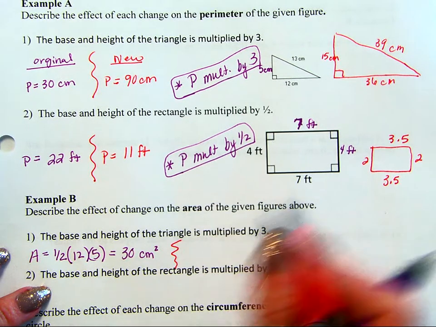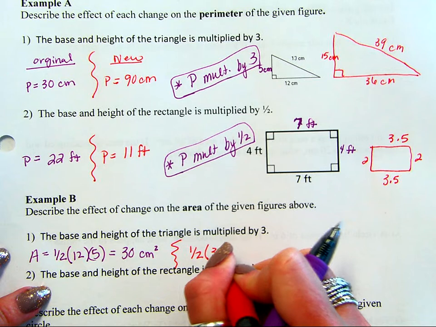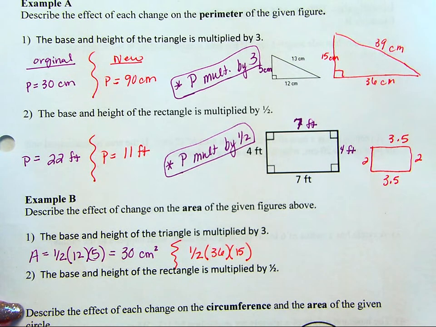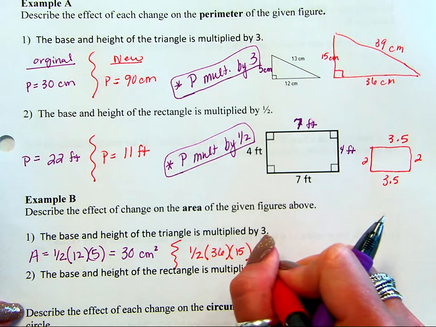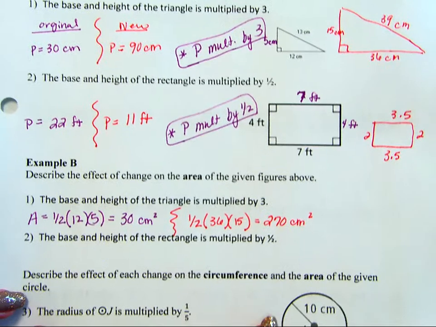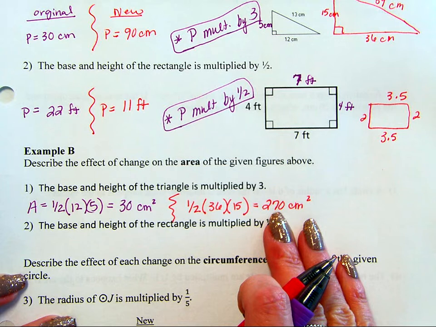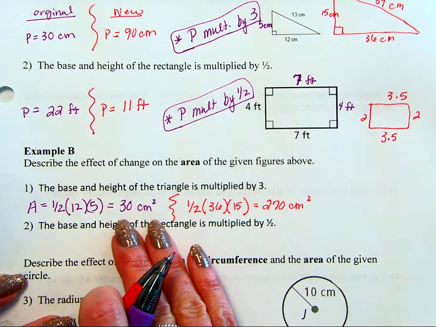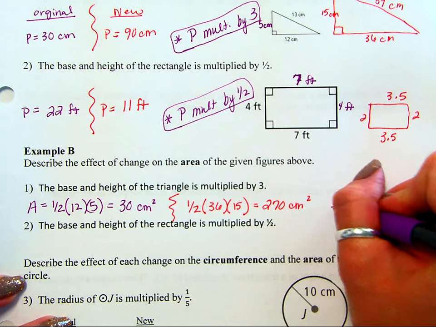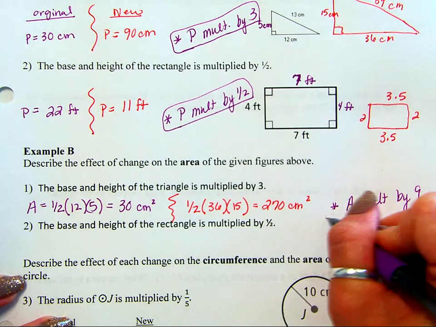The new area, when we take 1/2 base times height, well, we have a base of 36 and a height of 15. If you go ahead and multiply that, you're going to find that that's an area of 270 square centimeters. Now, does that multiply by 3? No. If we were to take 270 divided by 30, we would find out it goes into there 9 times. So the area is actually 9 times bigger, or multiplies by 9.